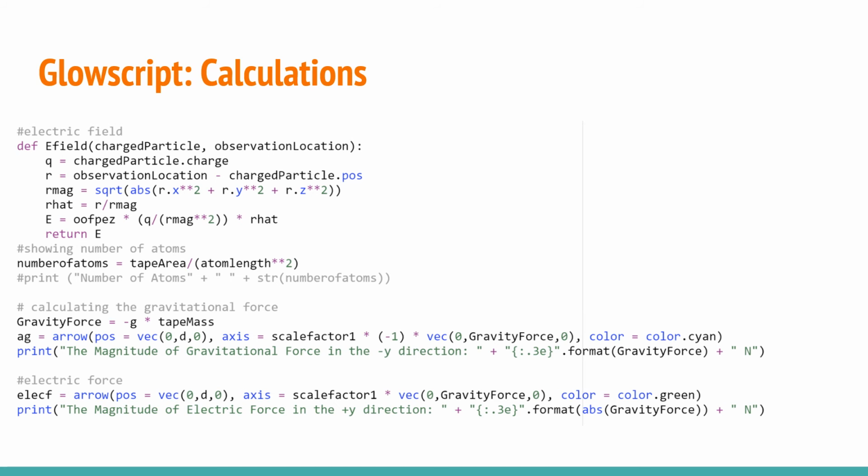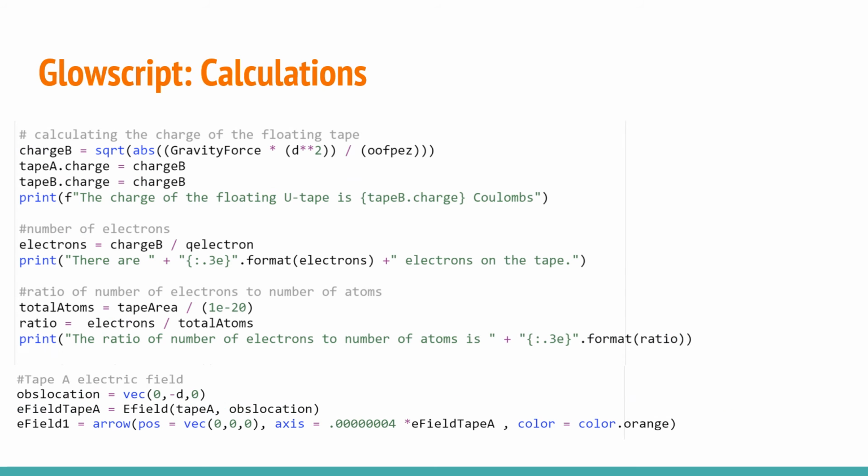From here, I defined an arrow to show the gravitational force and an arrow to show the electric force acting on the tape. Continuing with the formulas used before and the same assumptions, I was able to find the charge of the floating tape, the number of electrons, and the total atoms. And then the electric field for the bottom tape could be found.